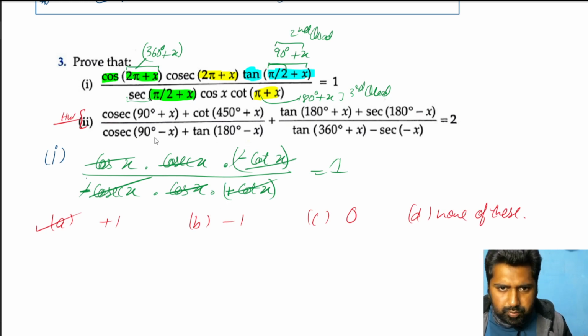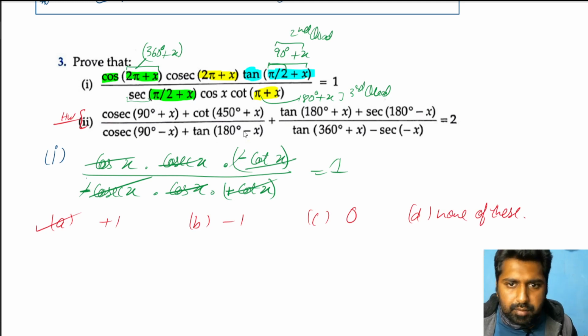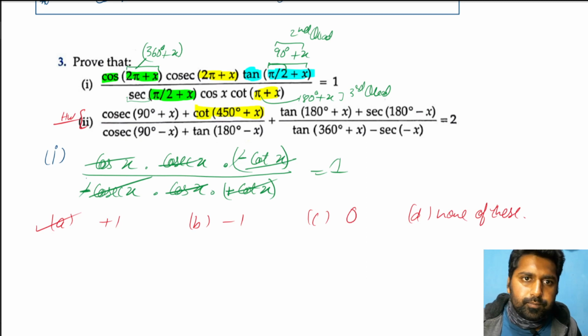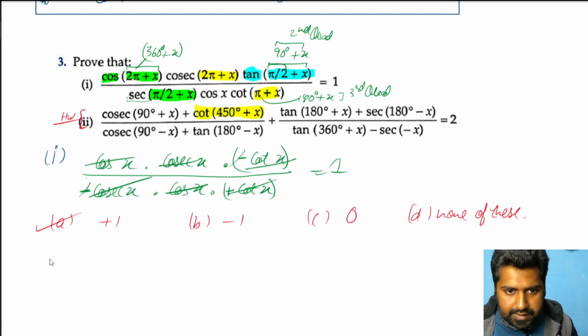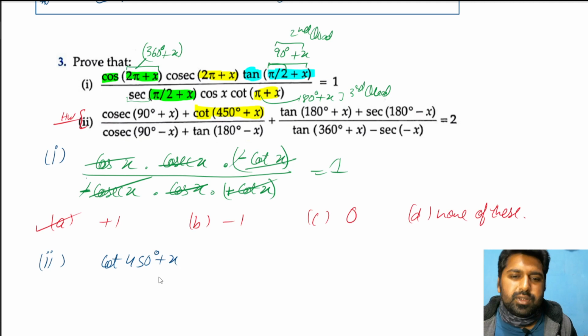For this question, 90, 90. This time they have mentioned degree. You might have problem with this, so I will help you with this now. Second part, I'm only solving this one. Cot 450 degree plus x. How will you do that? Because 360 you know, 180 you know. Fine, 360 you know. Let's use that.